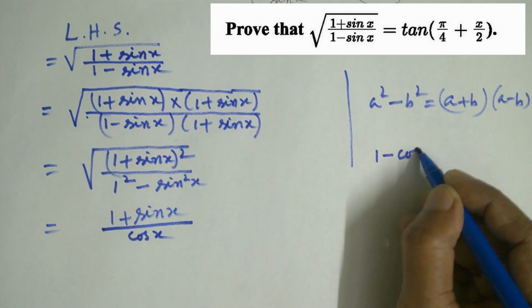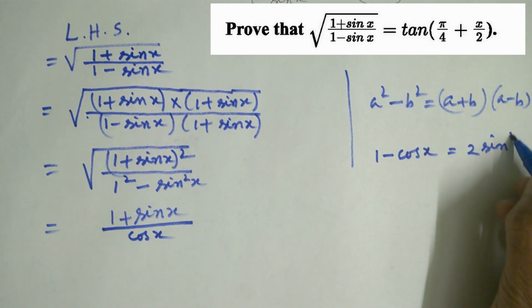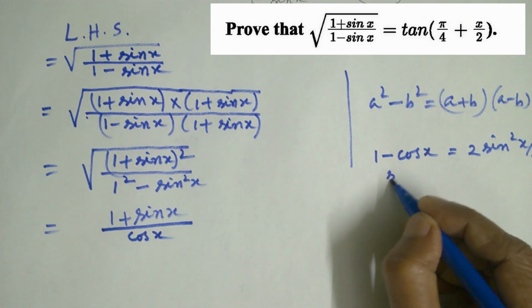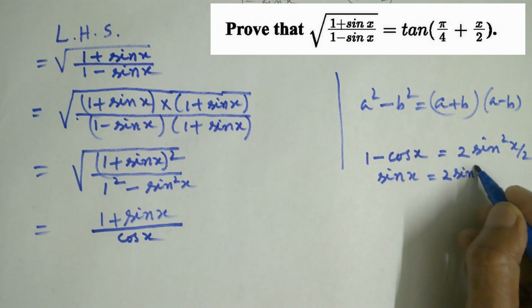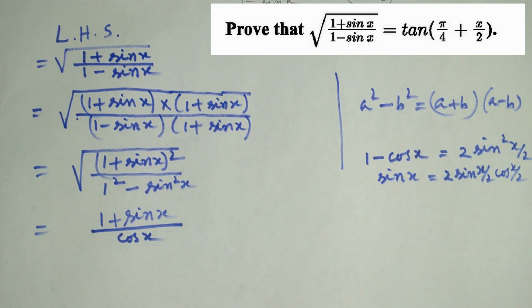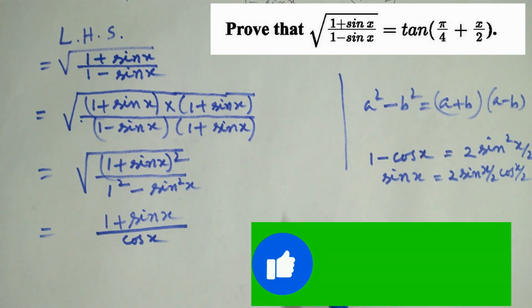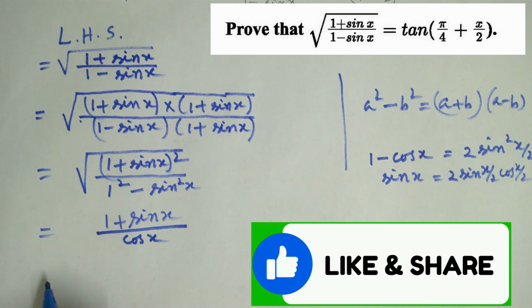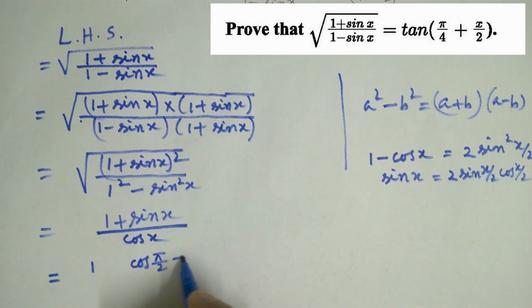1 minus cos x is equal to 2 sin square x by 2. Sin x is equal to 2 sin x by 2 into cos x by 2. See, here is sin x, cos x, but we have to convert this into x by 2 in terms of cos. If we use the complementary angle formula, that means cos of pi by 2 plus x. Now simply to make it out I have written this.